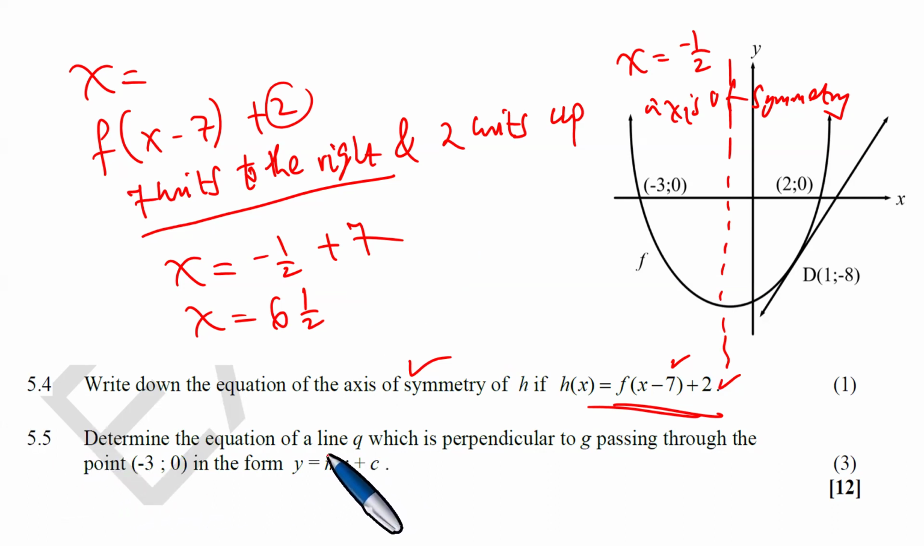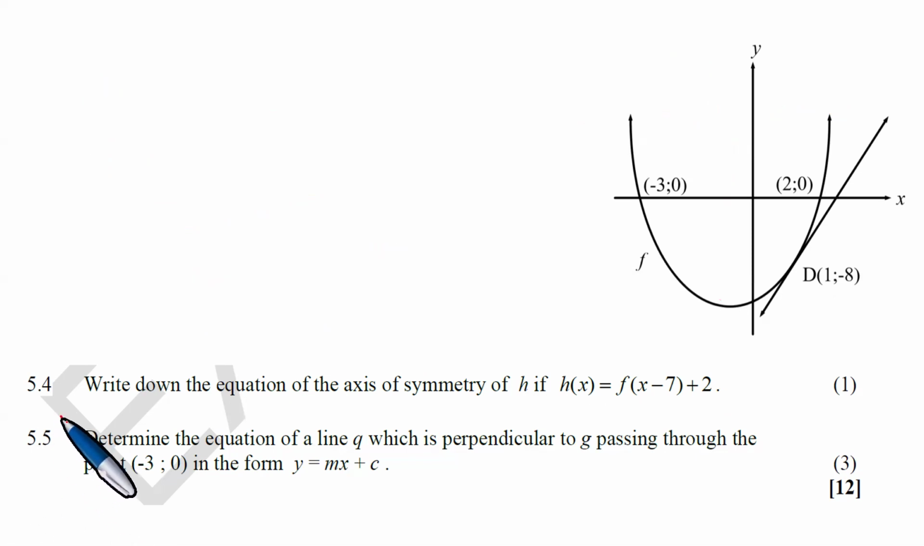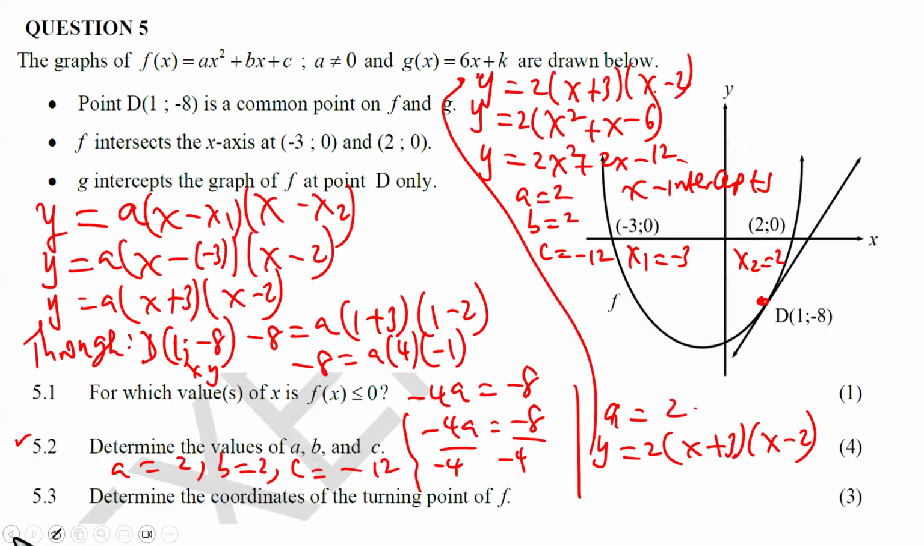Determine the equation of a line Q which is perpendicular to G, passing through the point -3 and 0 in that form. Okay, let us look at that one. G is this one, but there's something I want us to recall.